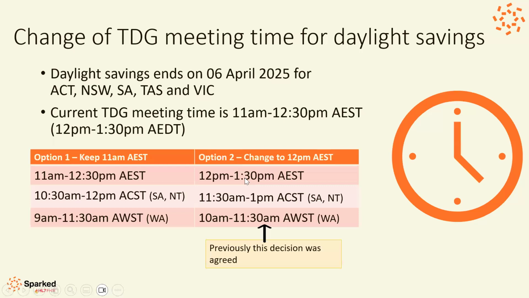Now, this is the essential one we have to do because daylight savings ends at the end of this week. So that means we need to reconfirm or change our meeting time. And what we've been doing, or rather, the last couple of times this has come up, we've kept option 2. But that doesn't mean we always have to.